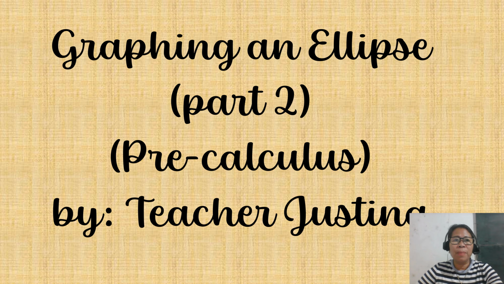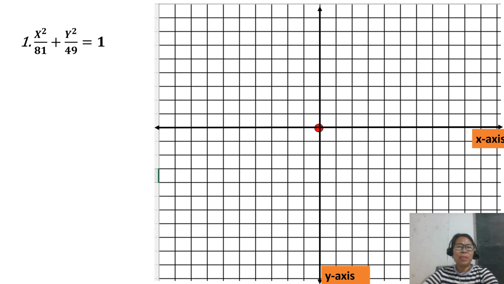Our video for today is all about graphing an ellipse, so let us explore. Okay, so let us start graphing this equation number 1: x squared over 81 plus y squared over 49 is equal to 1.